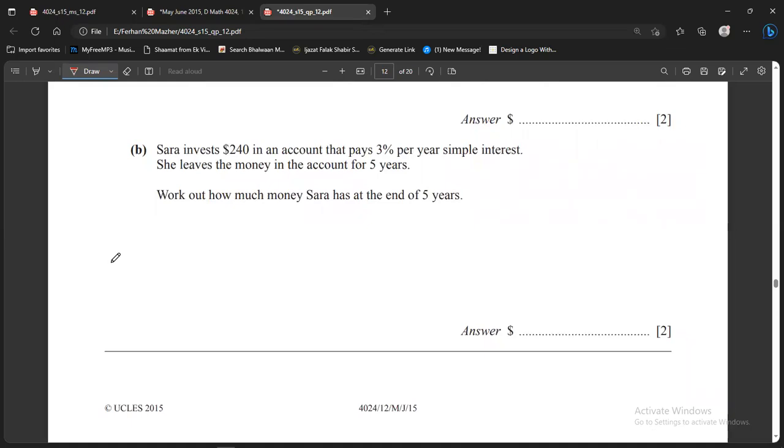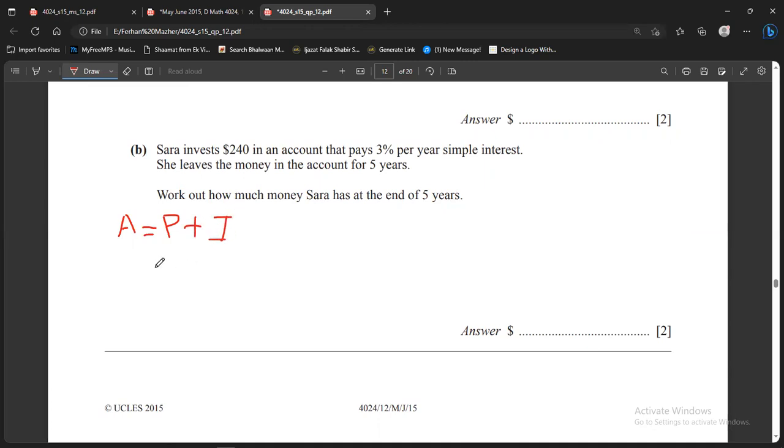Sarah invests $240 in an account that pays 3% per year simple interest. She leaves the money in the account for 5 years. Work out how much money Sarah has at the end of the 5 years. So it's simple interest. Their question is how much is the amount? You know the amount is equal to the principal plus the interest.